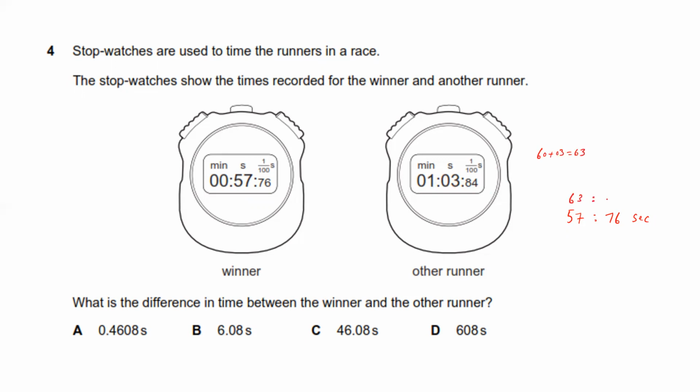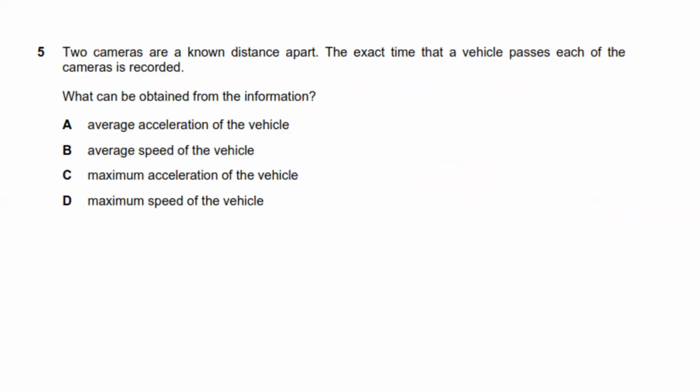So 63 seconds and 84, and that 84 is in hundredths of a second. So 84 minus 76, this is 0.08, and 63 minus 57, this is 6. So 6.08 is the difference. What is the difference in time between the winner and the runner? 6.08. Answer B is the right answer. Next question. Question number 5.